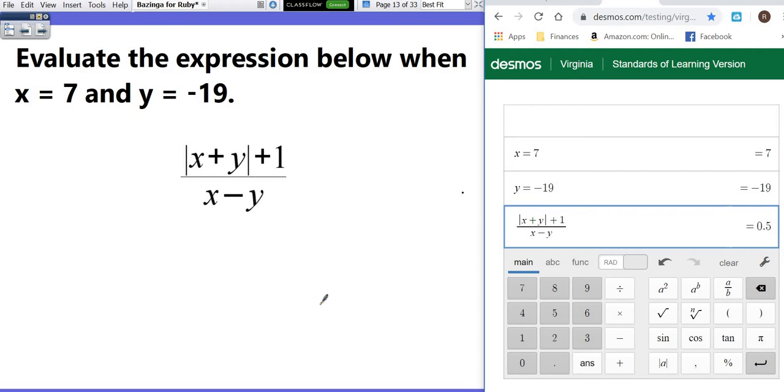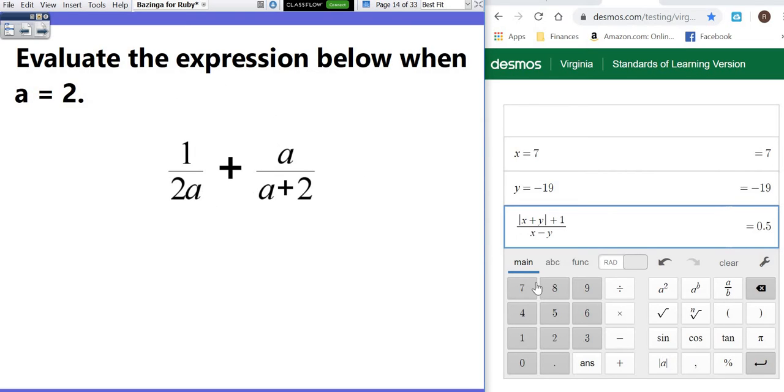And when you do that, you go back and carefully check. You make sure that X was 7, Y was negative 19, and you check carefully that you typed it in. The absolute value of X plus Y plus 1 was the numerator, and the denominator was X minus Y, which is exactly what we have there. So we know with confidence that our answer is 0.5. So let's see what we have next.